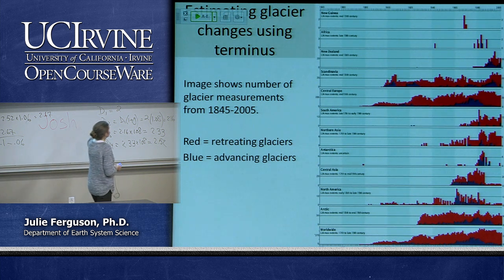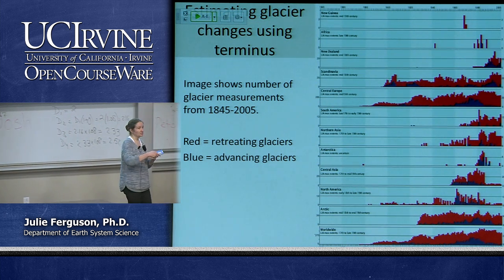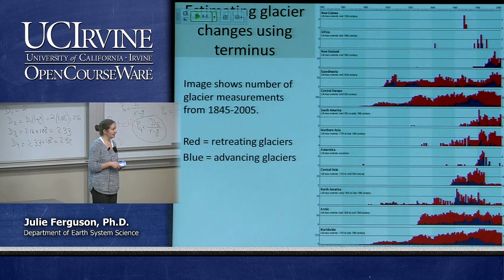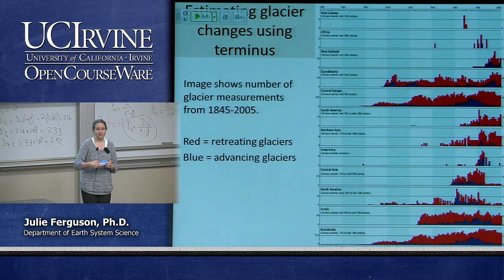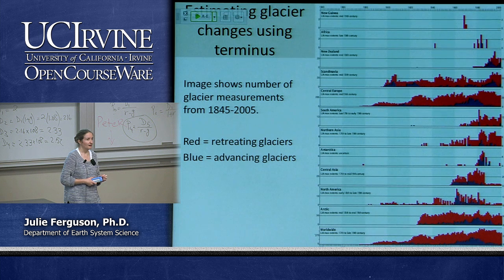But as we go forward in time, we're actually pretty good at monitoring quite a lot of the glaciers around the world now, at least seeing whether they're advancing or retreating. So in red are the ones that are retreating, and in blue are the ones that are advancing.